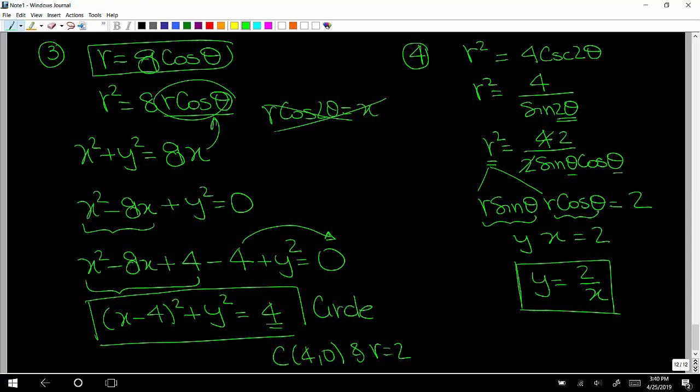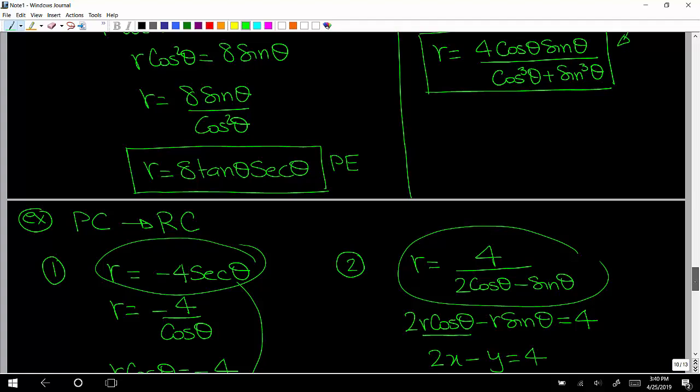Okay, so those are some examples of switching between equations between polar and rectangular coordinates. All you have to do is just massage them enough till you get it to a form that you're happy with. So just make sure you do that. All right, the next thing we're going to do then is take a look at how to graph these equations in polar coordinates.